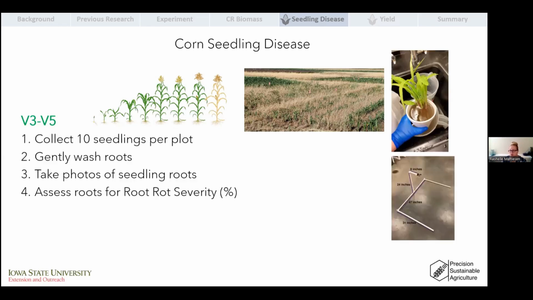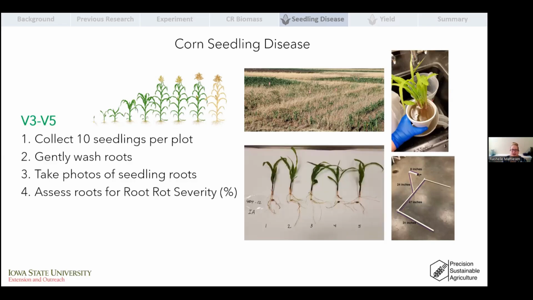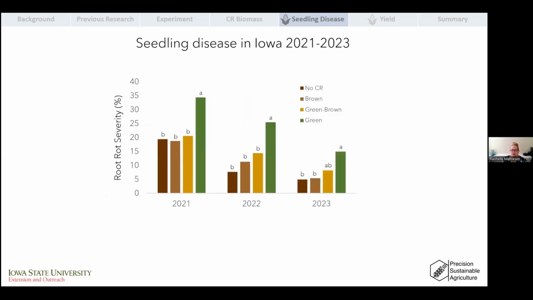And then we took photos using our phones of those seedlings, and then we uploaded those pictures to a shared Google Drive for the PSA across all 16 locations. And then I went in and I assessed the percentage of root rot severity for each seedling. And so what we found with that was seedling disease in Iowa specifically across the 3 years.